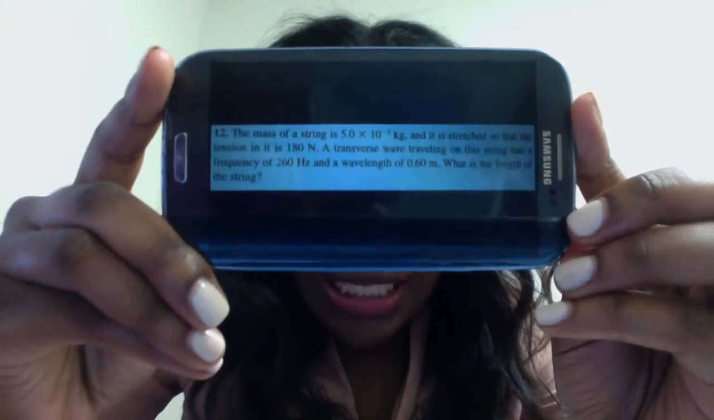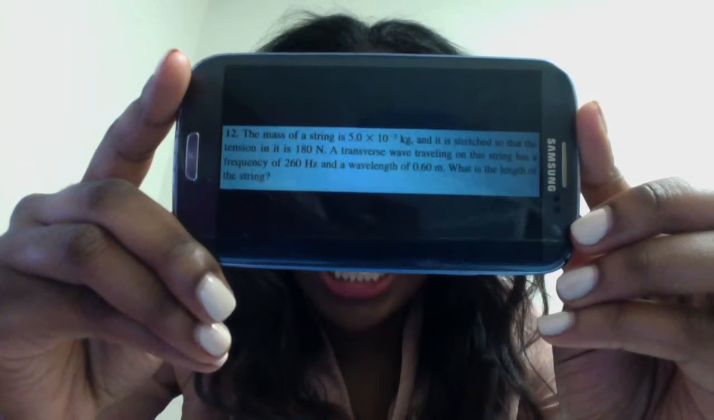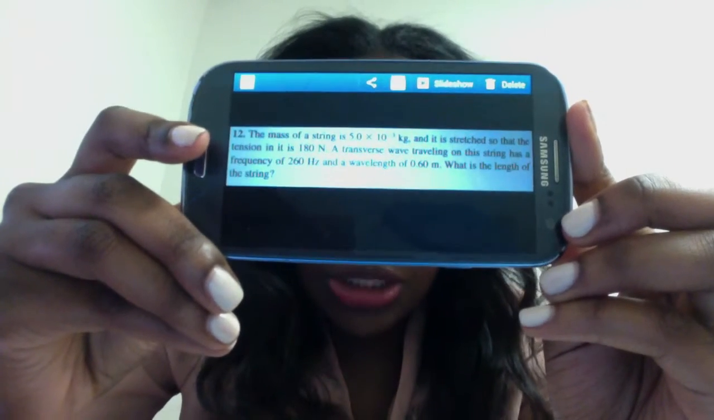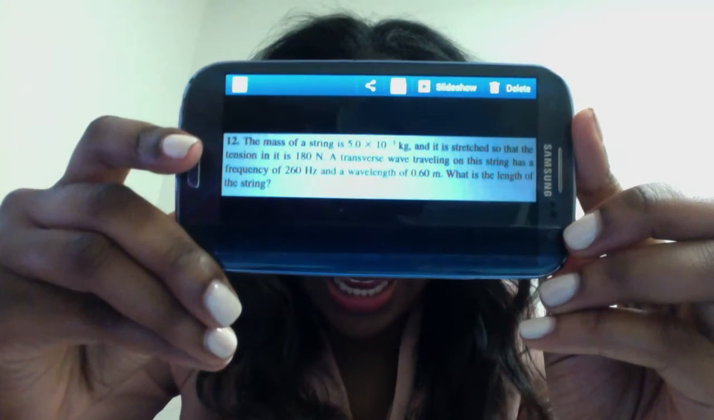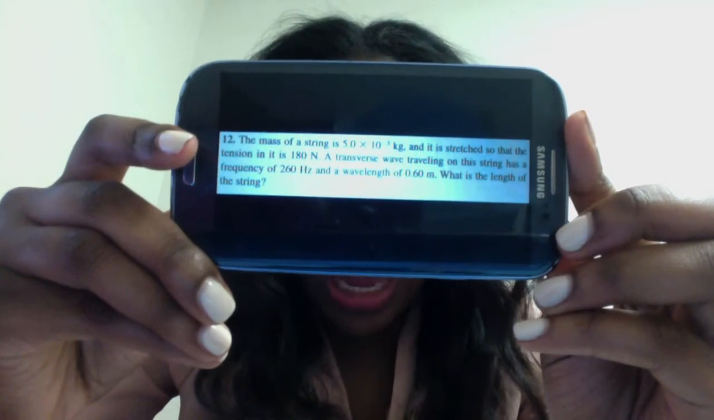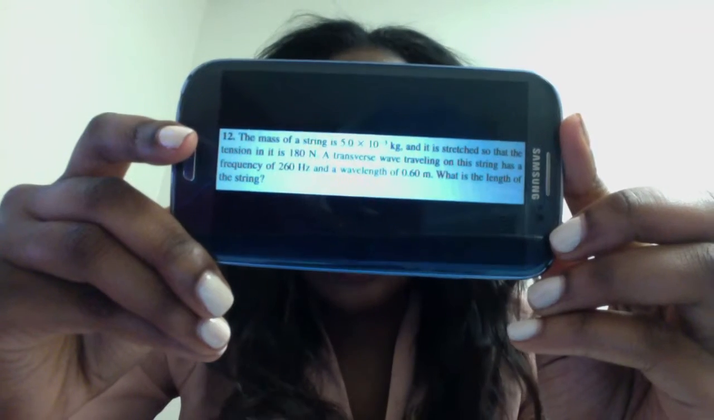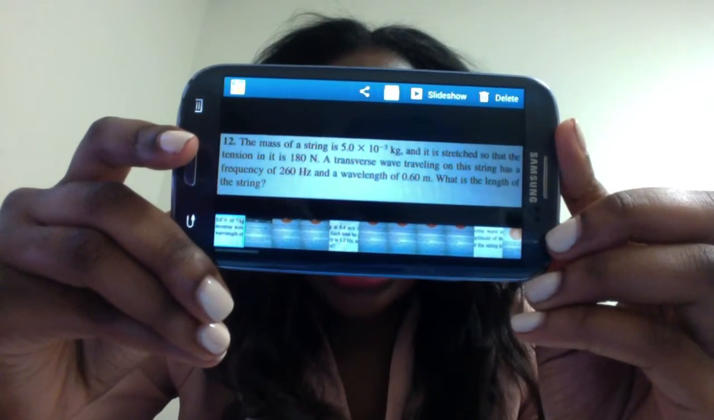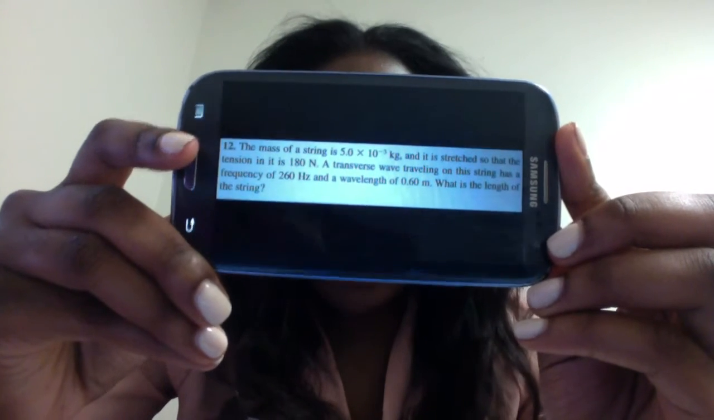The next problem that we'll be doing is chapter 16, number 12. This problem states the mass of a string is 5.0 times 10 to the negative 3 kilograms, and it is stretched so that the tension in it is 180 newtons. A transverse wave traveling on a string has a frequency of 260 hertz and a wavelength of 0.60 meters. What is the length of the string? So basically what we're trying to find in this problem is L.